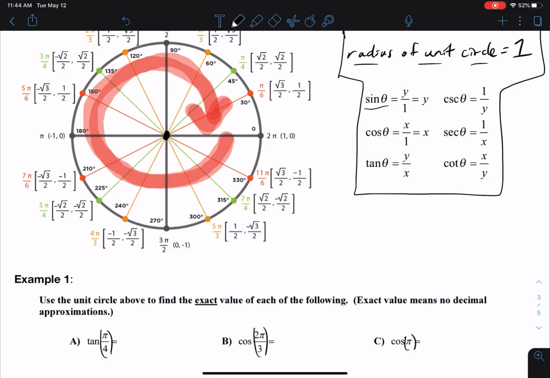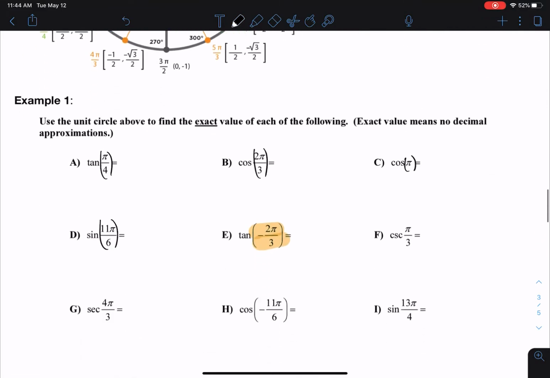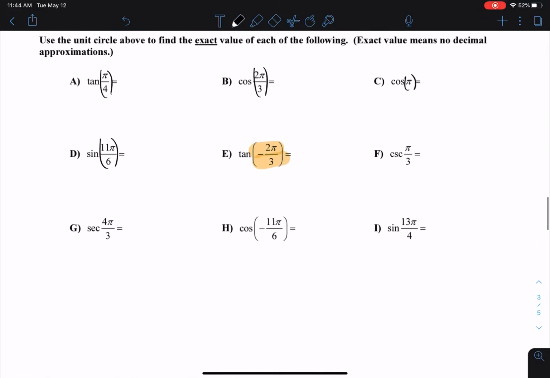Okay? Well, to do that, it's probably easiest to change negative 2 pi over 3 to degrees. Okay, so I'm going to multiply it by 180 over pi. That means the pi's cancel out. This cancels out as well. So I'm left with negative 2 times 60, which is negative 120 degrees. So really this is negative 120 degrees.